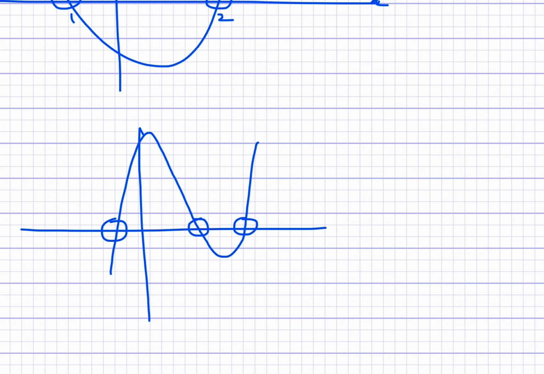Now, zeros of the polynomial. According to the definition, it is the value of the variable for which the polynomial becomes 0. It is called the zero of the polynomial, which I'll be explaining later.